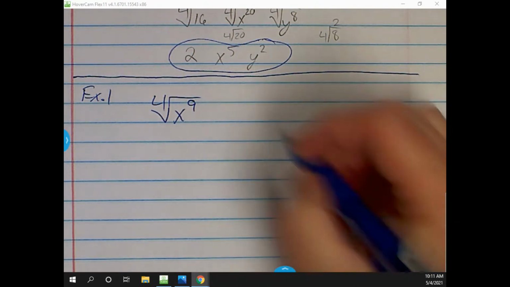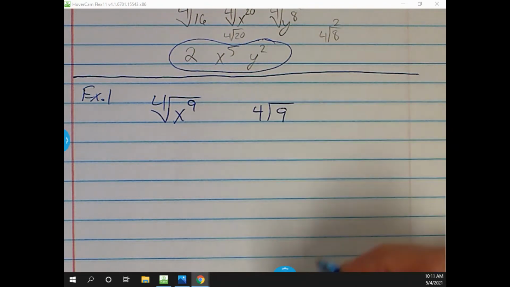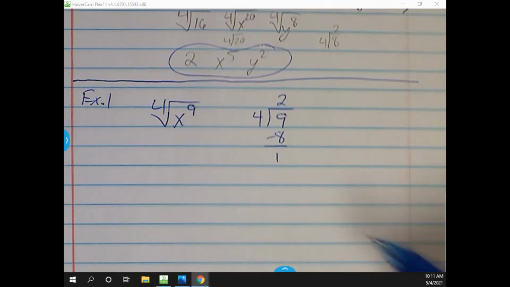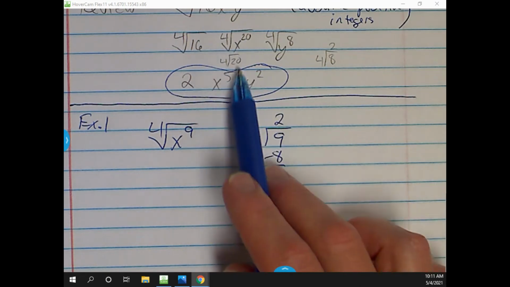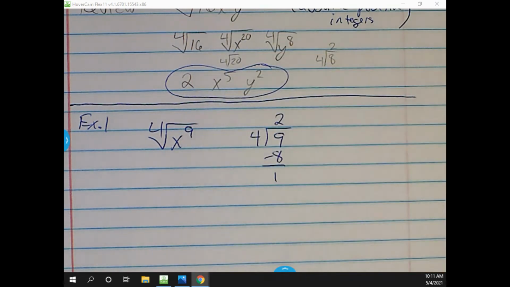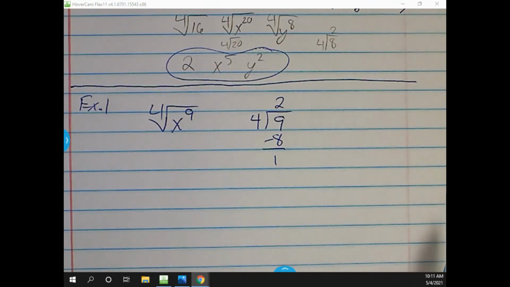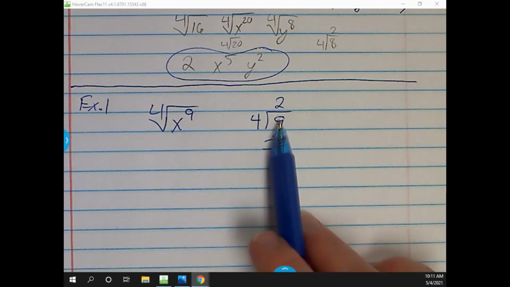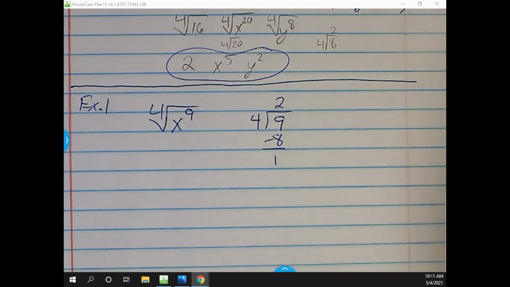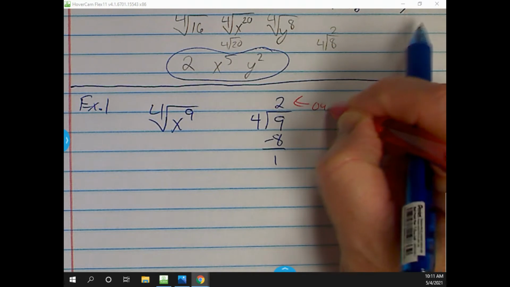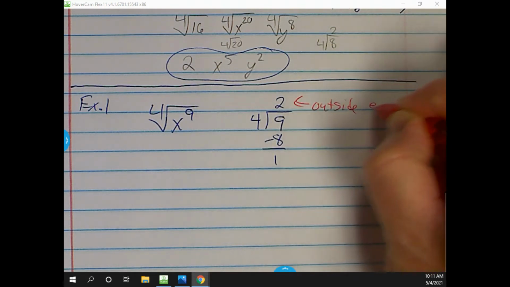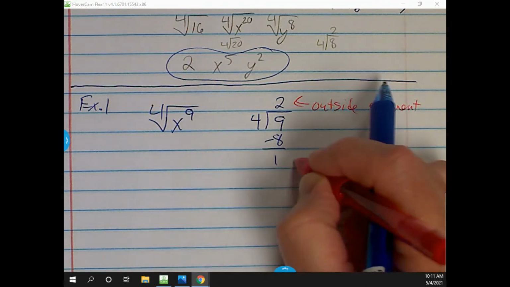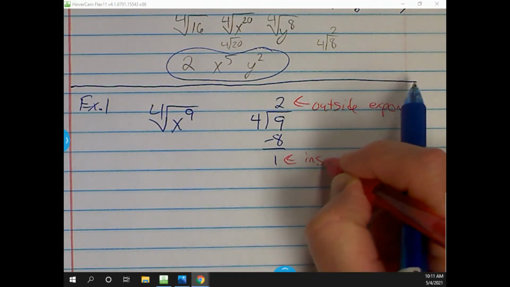We're going to do just like we did yesterday. We take 4 and divide it into 9. It goes 2 times, but the big difference today is that you're going to have some leftovers. Yesterday, we divided 4 into 20 and it went evenly 5 times, and 4 into 8 went evenly 2 times. So today, you take the outside index and divide it into the radicand, the exponent that's here. This tells you how much goes on the outside; it's the outside exponent. And the remainder, since it was on the inside to start with, is going to be your inside exponent.